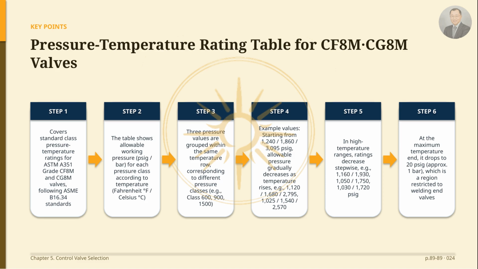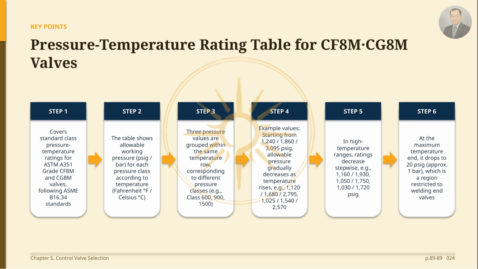Now I would like to introduce the pressure temperature ratings table for cast type 316 stainless steel, namely ASTM A351 grade CF8M and CG8M valves. This table follows the ASME B16.34 standard and summarizes how the allowable working pressure of the valve decreases as the temperature rises. Looking at the table, 3 pressure values appear as a group for each temperature row, which correspond to different pressure classes. For example, in the low temperature range, it starts with values like 1240, 1860, and 3095 sig.